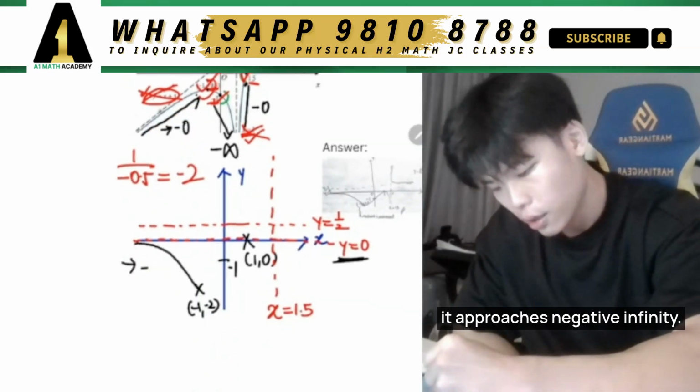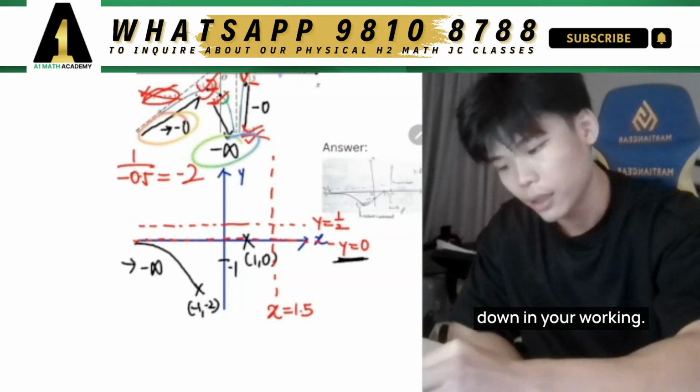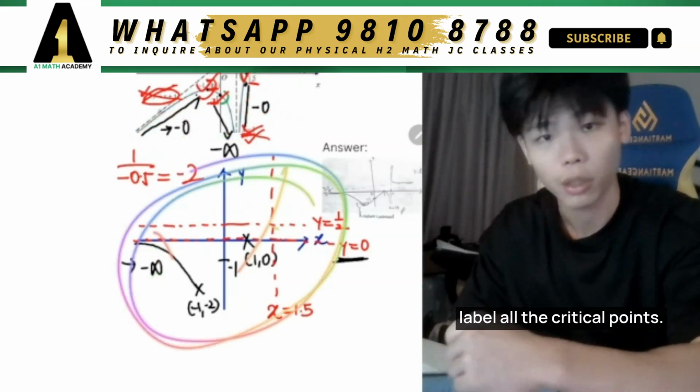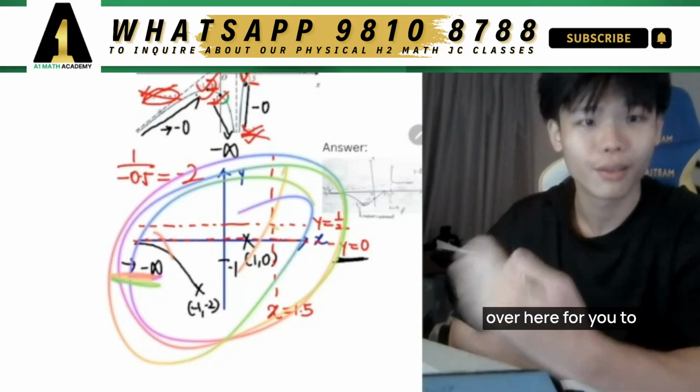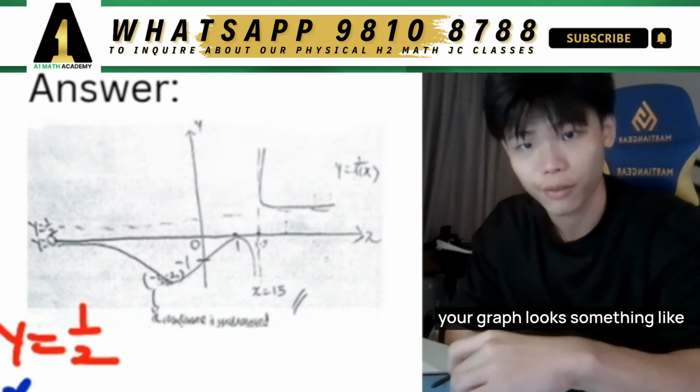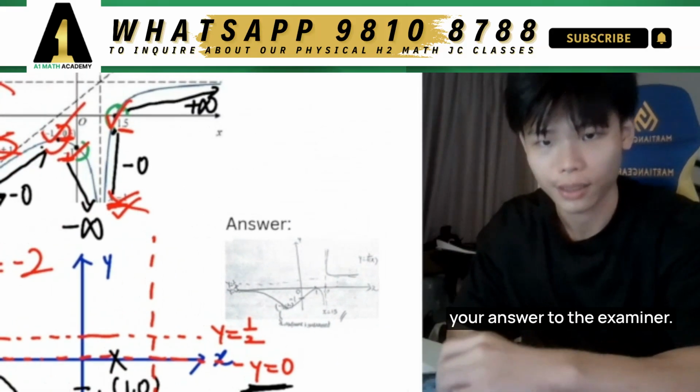It approaches negative infinity. By the way, you don't need to write all this down in your working. This one you don't need to write. At the end of the day, you just need to sketch it and label all the critical points. But I'm just writing this over here for you to understand what's going on. But at the end of the day, you just need to make sure that your graph looks something like that, right? When you present your answer to the examiner.